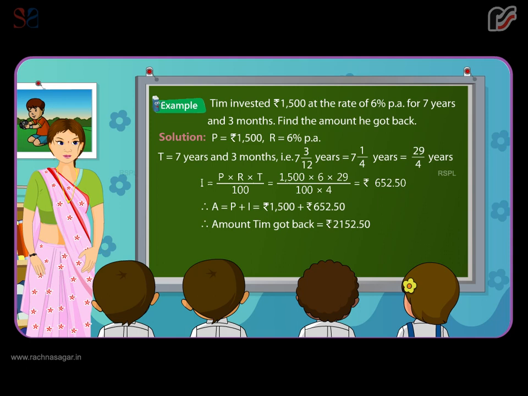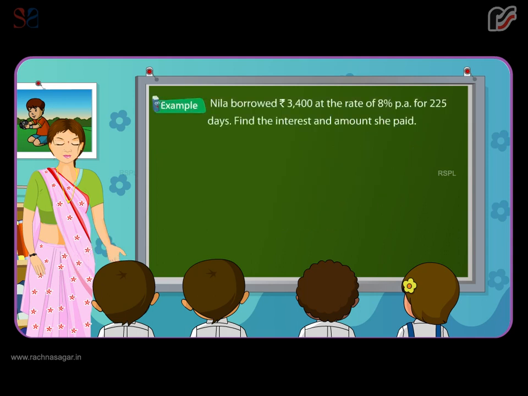4 years. I is equal to P into R into T upon 100 is equal to 1,500 into 6 into 29 upon 100 into 4 is equal to 652.50 rupees. Therefore, A is equal to P plus I is equal to 1,500 rupees plus 652.50 rupees. Therefore, the amount Tim got back is equal to 2,152.50 rupees.